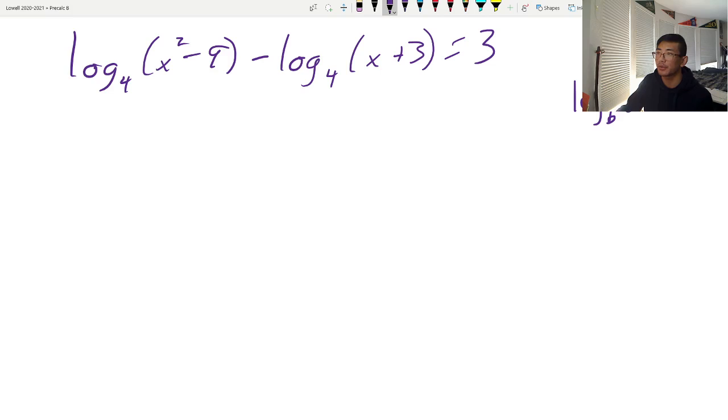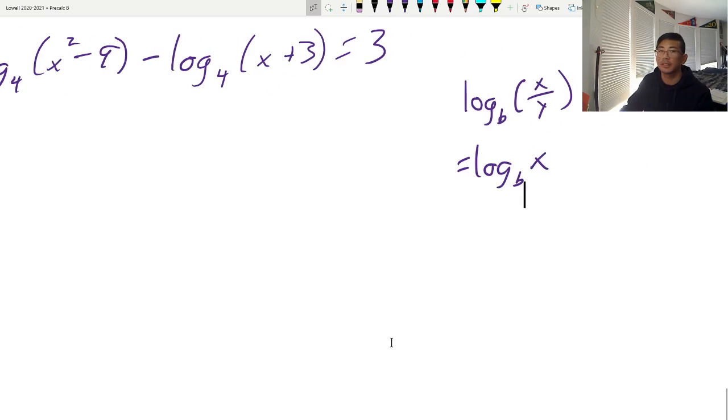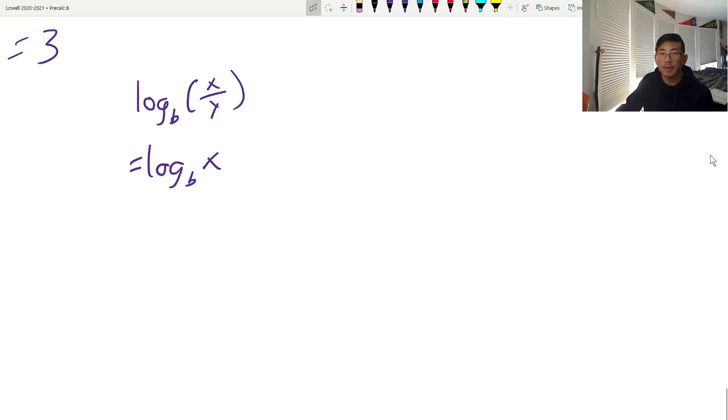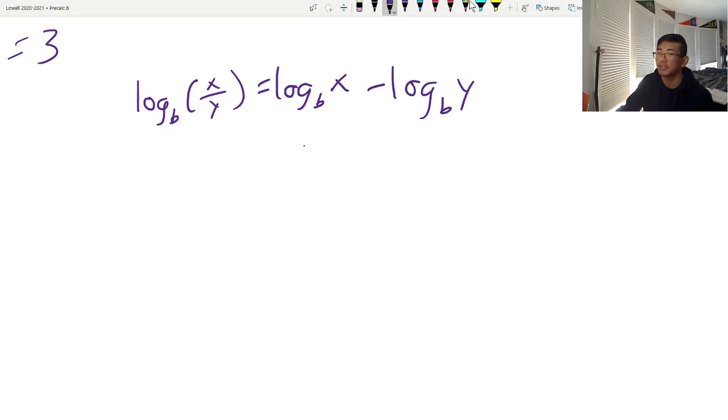And so the property that we're going to rely on in this case is that when you have the log of a quotient, log base b of x over y, that's equal to the difference of the individual logs: log base b of x minus log base b of y. Okay, so how does that help us here?